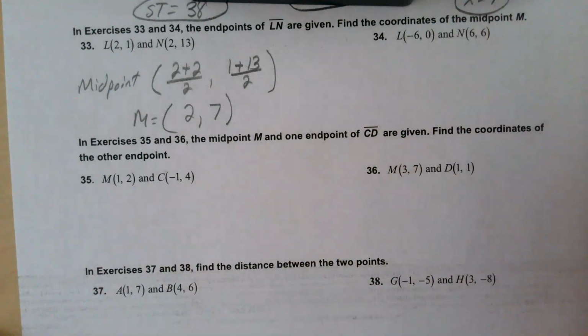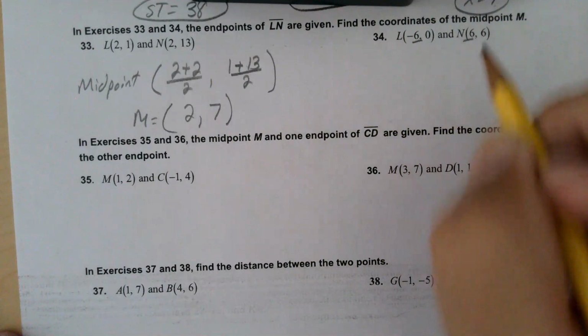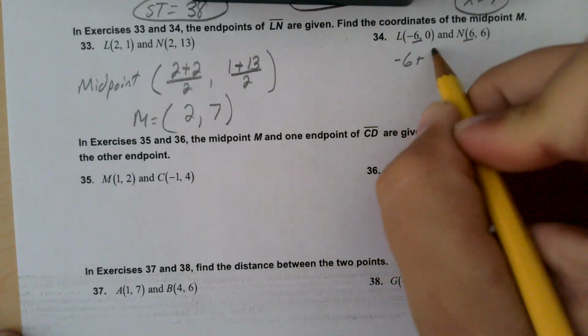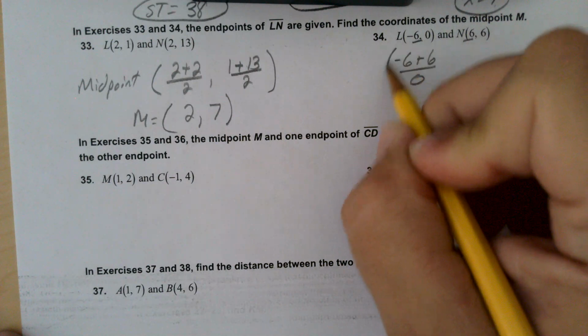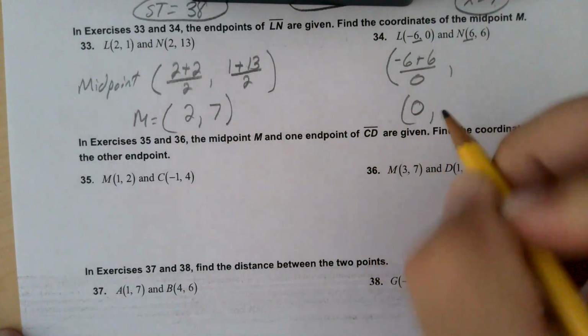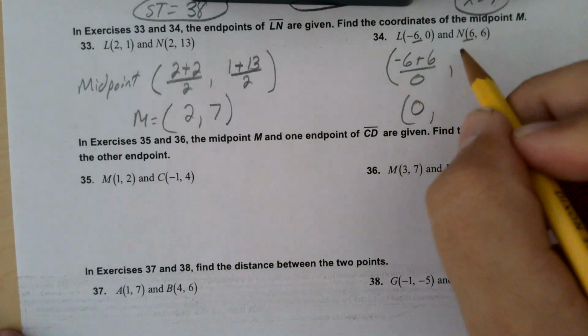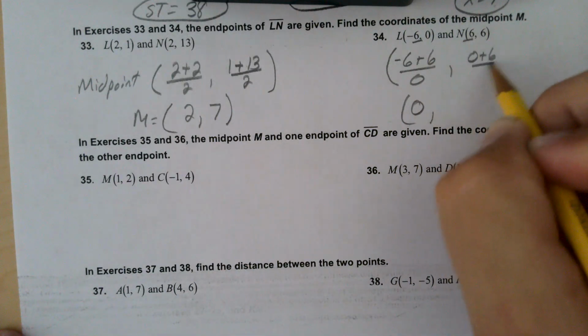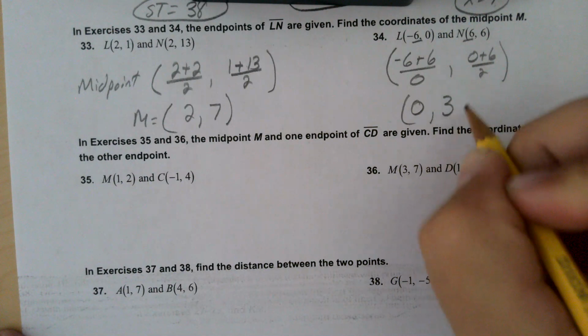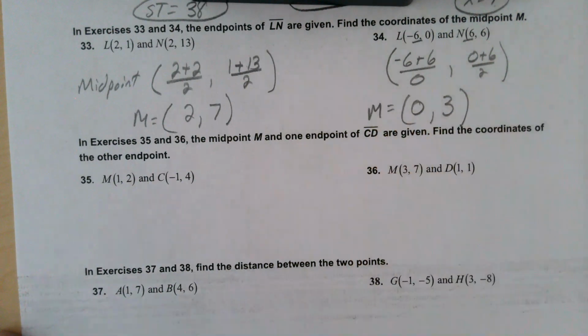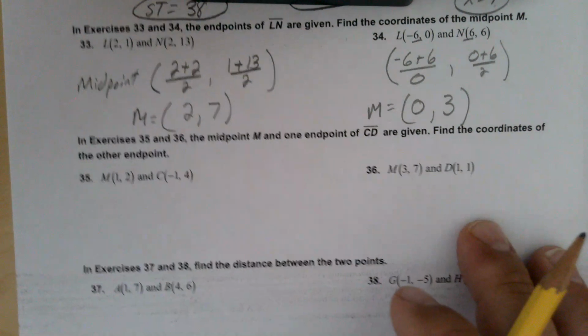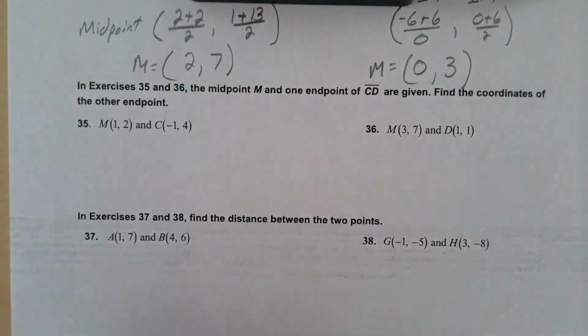Over here, I do the same thing. I add my x's, and yes, you can add and get a 0. So my x value is 0. When I add my y's, I'll get 6 over 2, which is going to be a 3. So the midpoint for number 34 is 0, 3. Now I am telling you the midpoint. So just make sure you understand when you get to this problem, I tell you the midpoint.